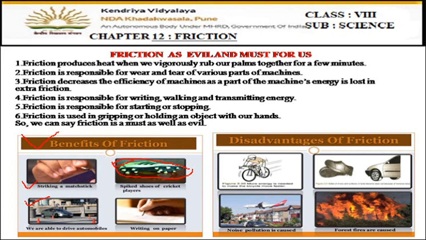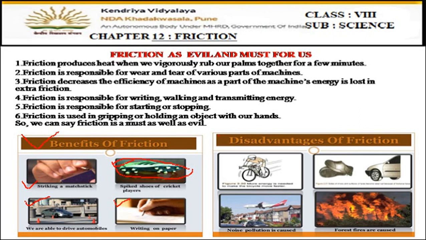Then writing on paper. Holding the pen in the hand, then writing on the paper, getting a grip in the hands is all because of friction only. If there is more smoothness, then what will happen? We will not be able to hold the objects clearly and we are not able to write on the paper. So these are some of the benefits.